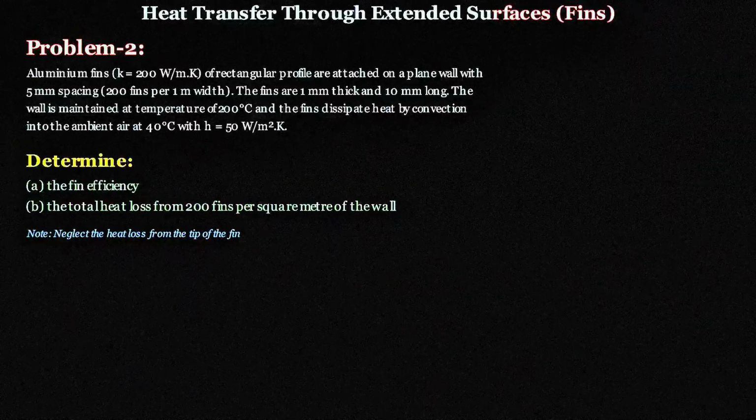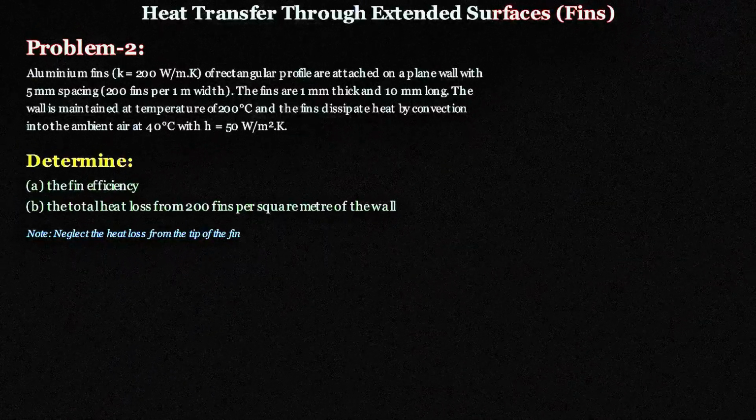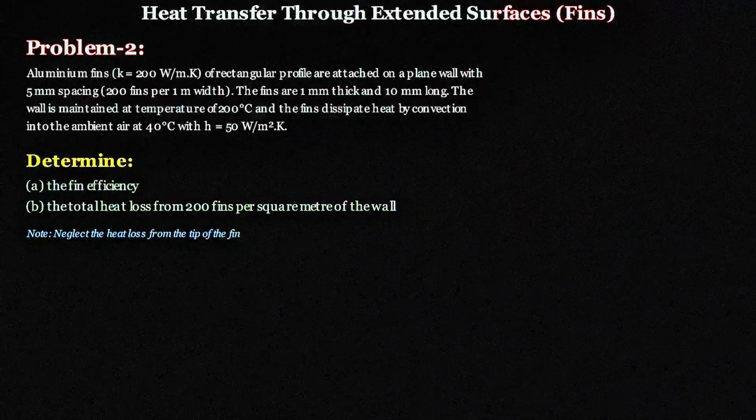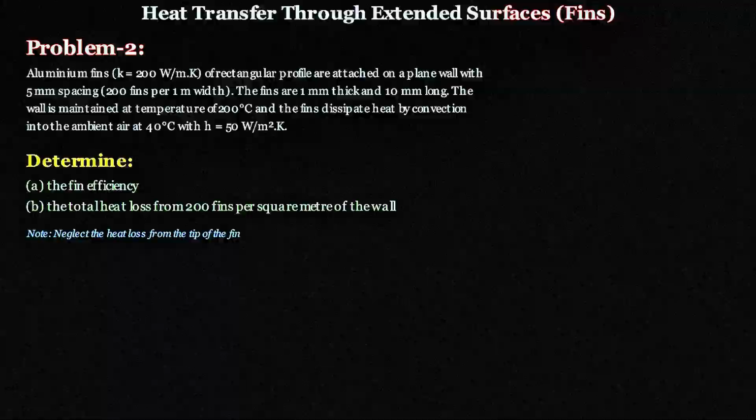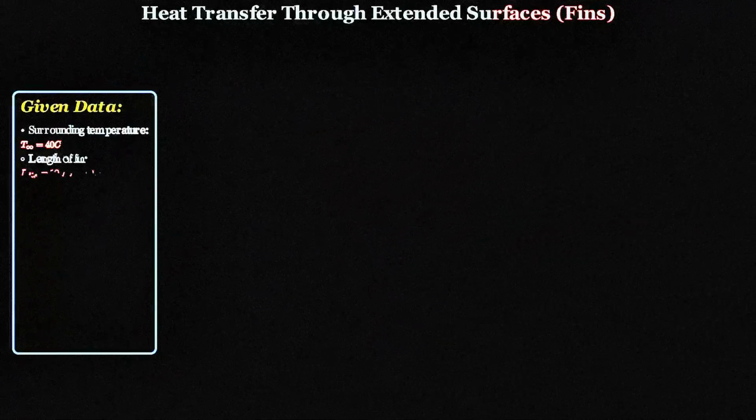We need to determine two things. Part A, the fin efficiency, and Part B, the total heat loss from 200 fins per square meter of the wall. Important note, we will neglect the heat loss from the tip of the fin. First, let's compile our given data. Here's all the information we have.